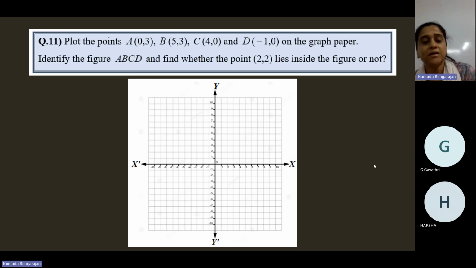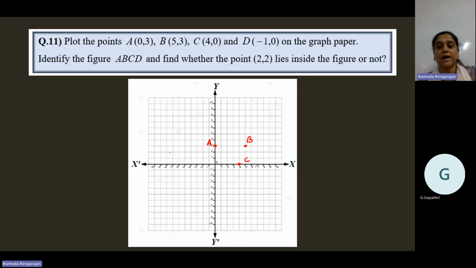Plot the points 0, 3, A; B 5, 3; C 4, 0; and D -1, 0. Correct? Identify the figure ABCD.